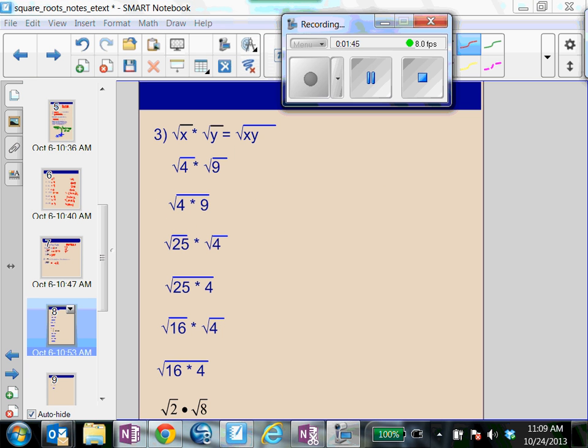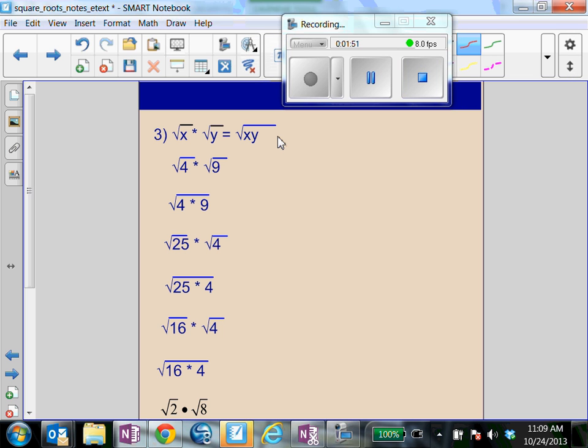So now we're going to talk about the rules for multiplying when you're working with square roots. One rule that's really important to know is that if you have the square root of x times the square root of y, it equals the same thing as the square root of x times y underneath the square root symbol. Now what's different about these two is your order of operations.